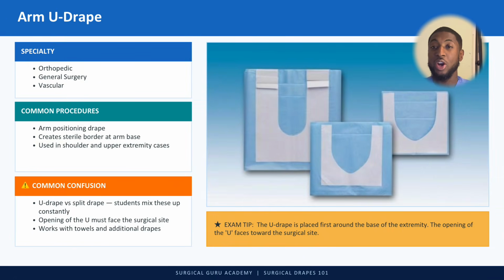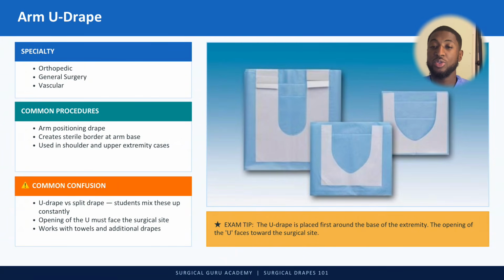All right, so next is an arm U drape. Sometimes when people are doing arms or extremities, rather than using an extremity drape, they will take a U drape to go under the area that you're doing surgery. And then at the very top, they'll take a bar drape to help close off the sterile field. Specialties: ortho, general, vascular. Common procedures: arm positioning drape. Create a sterile border at the arm base, used in shoulder and upper extremity cases.